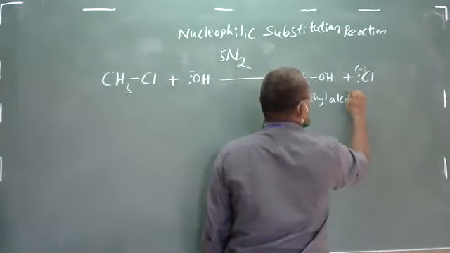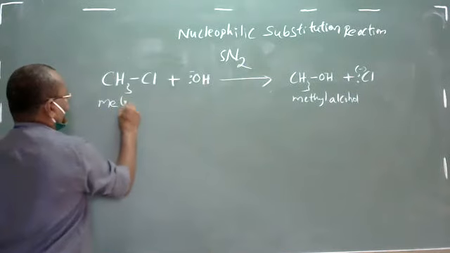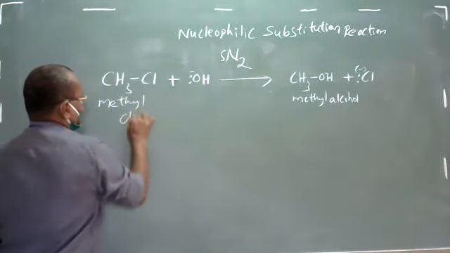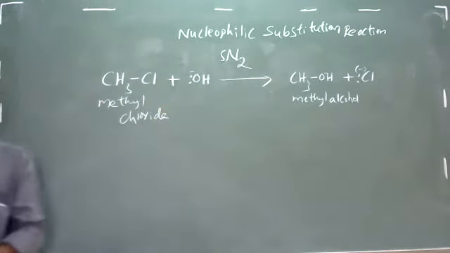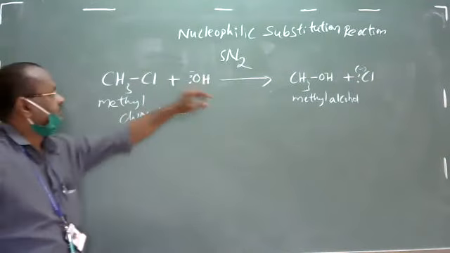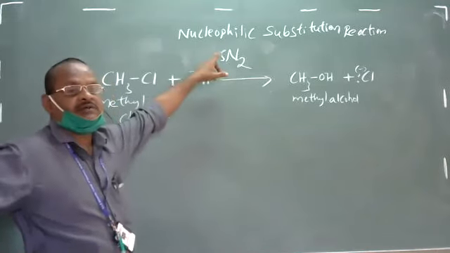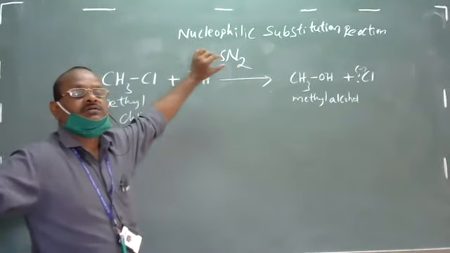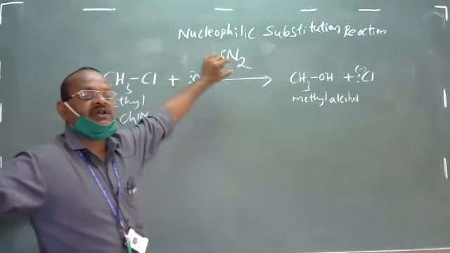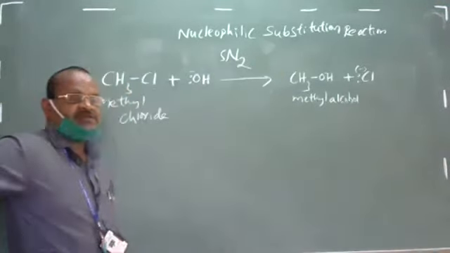Methanol, or commonly called methyl alcohol. So methyl chloride is going to react with this nucleophile to generate methanol and chloride ion. The formation of methanol from methyl chloride follows second order kinetics, a nucleophilic substitution reaction that is bimolecular, where it follows the SN2 reaction.